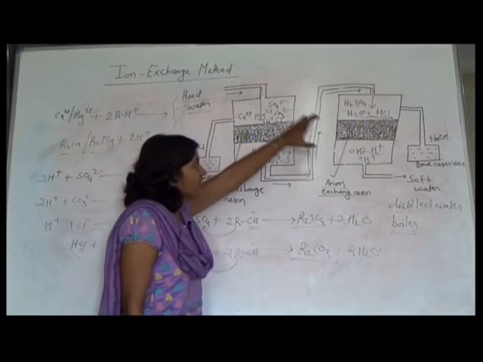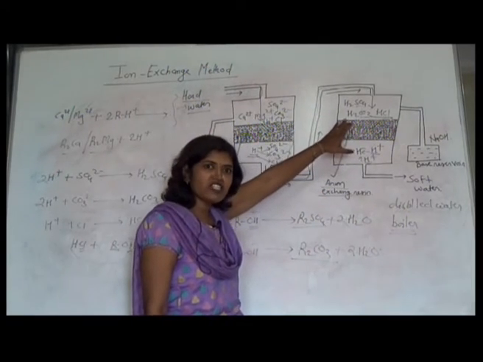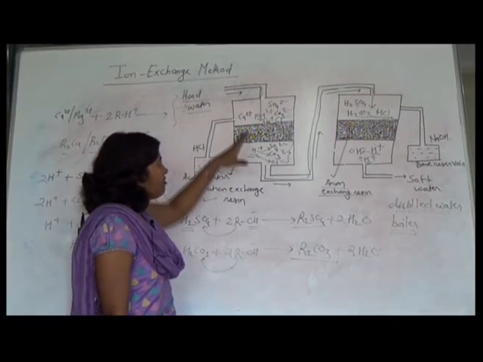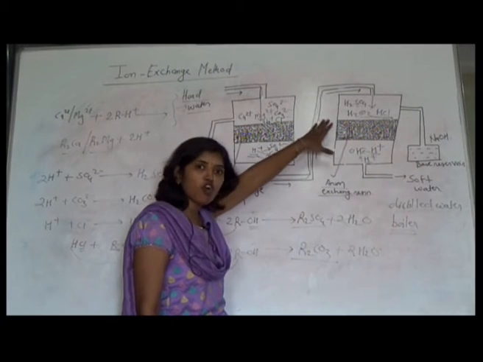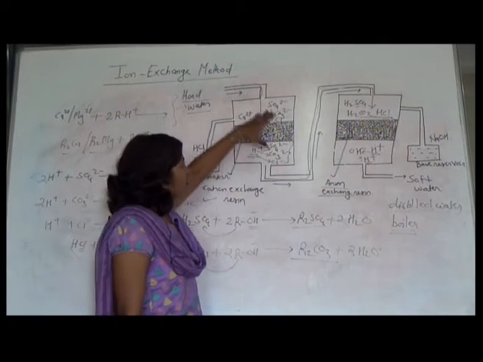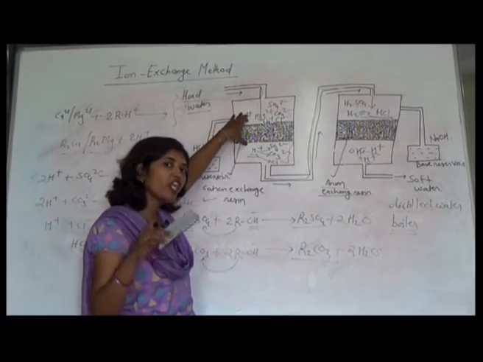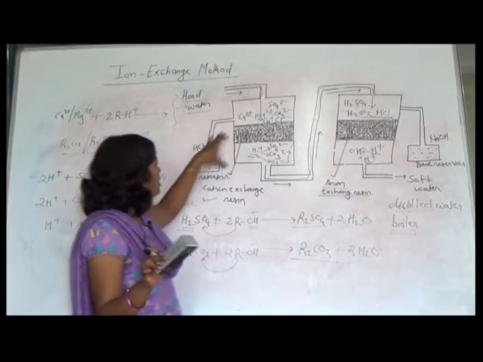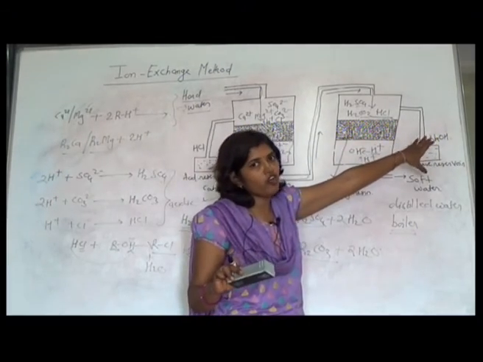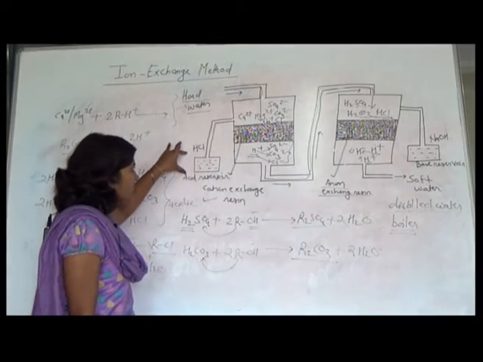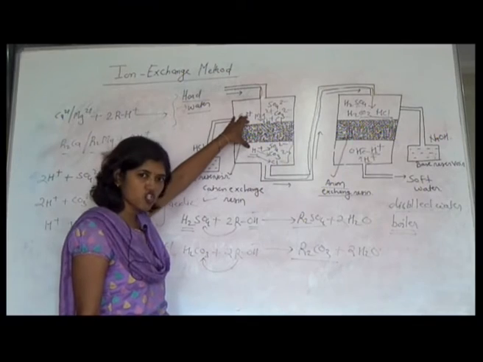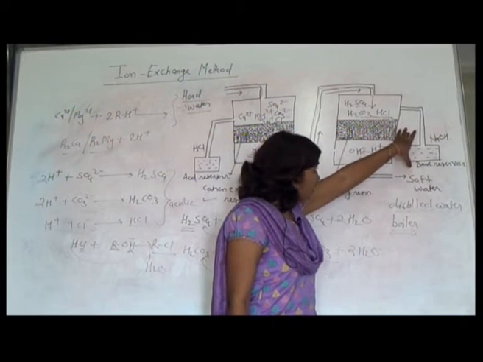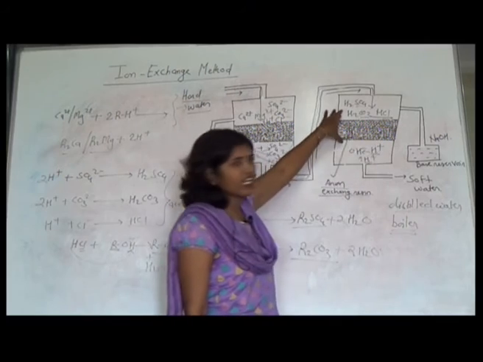These resins are costly, so we cannot replace the exhausted resin directly with fresh resin. To avoid this, the resin is allowed to regenerate, reactivate or reclaim. For regeneration of exhausted resin, dilute HCl or dilute NaOH is used. Dilute HCl is used for the regeneration of exhausted cation exchange resin, and dilute NaOH is used for the regeneration or reclamation of exhausted anion exchange resin.